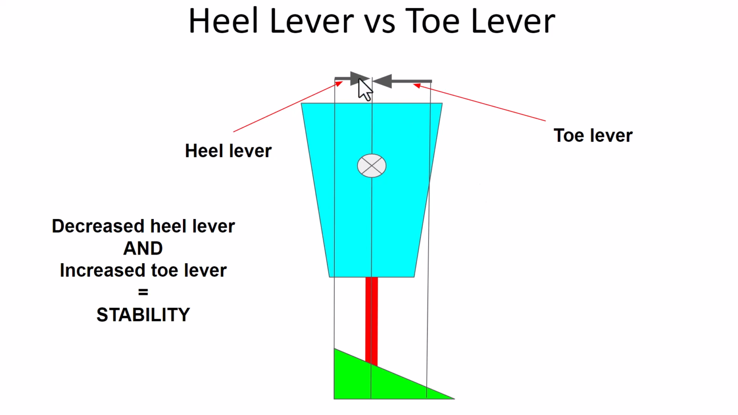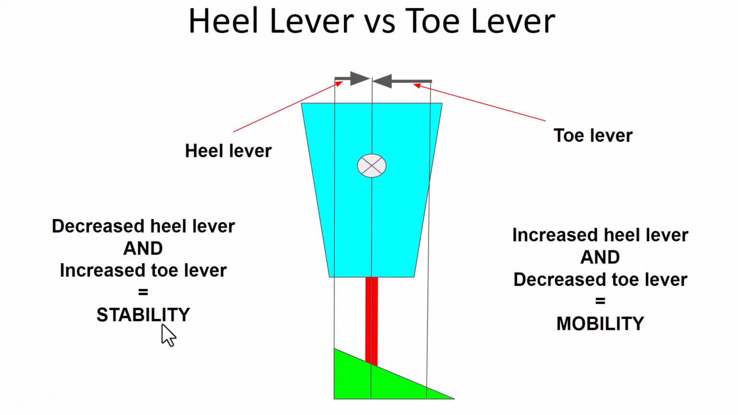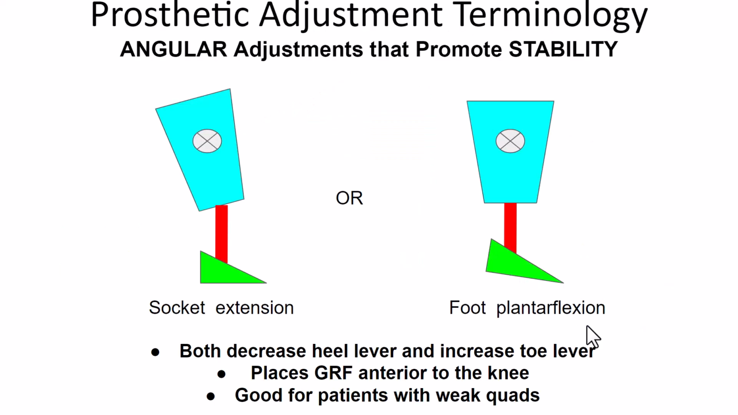Every time we decrease the size of the heel lever, we will increase the size of the toe lever, and this is going to promote patient stability. That means it's going to help to keep them in knee extension. However, anytime we increase the heel lever and decrease the toe lever, you're going to increase patient mobility or knee flexion. For the rest of the talk, we're going to talk about different ways that we can change the size of the heel and the toe lever and how it affects the mobility and stability of the patient.